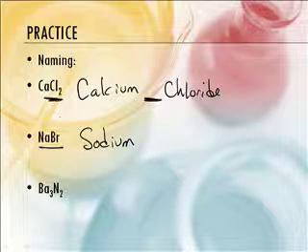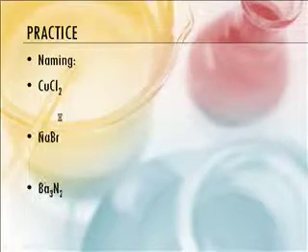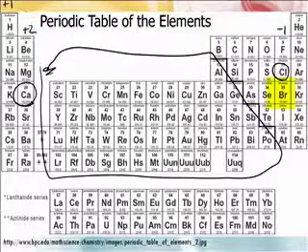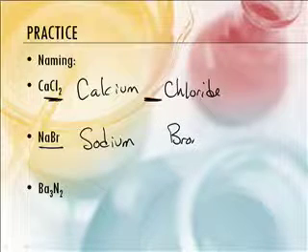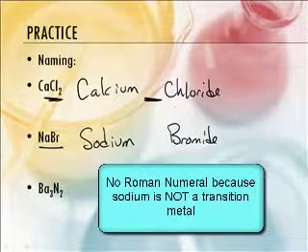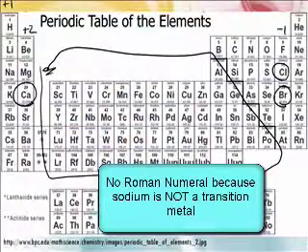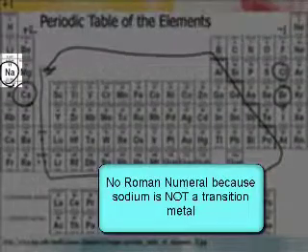And then Br. Now, if I go back to it, it's Br, bromine, but oops, we're dealing with ions here, so that's going to be bromide. It's called bromine, but when it becomes an ion with the charge, bromide. So it's just sodium bromide. And no Roman numerals because sodium is not a transition metal. If you look on the periodic table again, sodium is right there. He is not a transition metal.